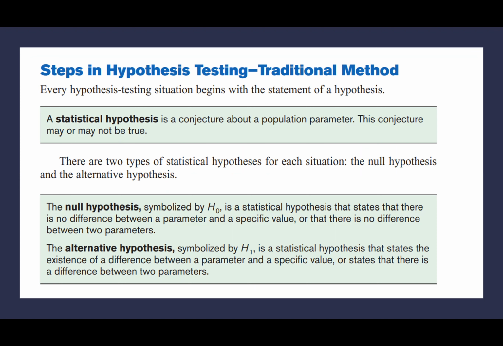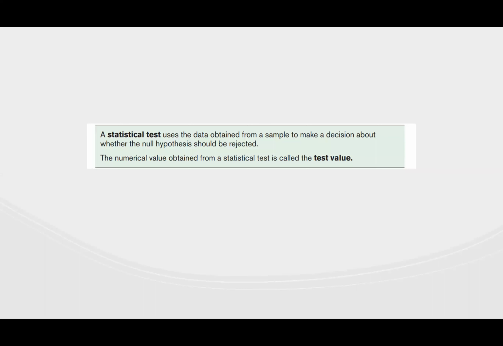The null hypothesis, symbolized by H0, is a statistical hypothesis that states that there is no difference between a parameter and a specific value, or that there is no difference between two parameters. The alternative hypothesis, symbolized by H1, is a statistical hypothesis that states the existence of a difference between a parameter and a specific value, or states that there is a difference between two parameters. A statistical test uses the data obtained from a sample to make a decision about whether the null hypothesis should be rejected. The numerical value obtained from a statistical test is called a test value.